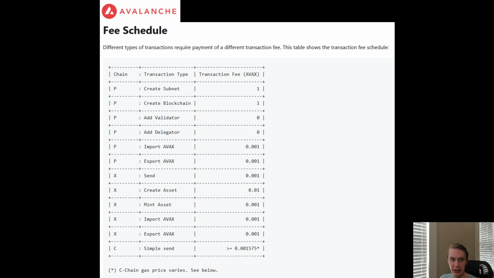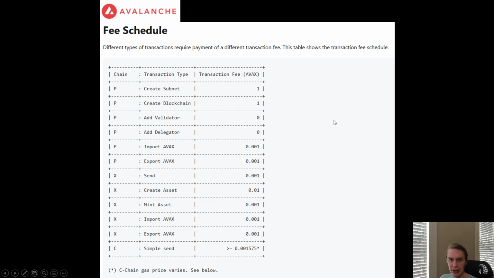And so what that means is that this is going to be a volatile transaction fee in US dollar terms. It depends what the price of AVAX is. If AVAX is really cheap, the transaction fee will be quite cheap. If AVAX gets to be really expensive, the transaction fee will become quite a bit more expensive as well.